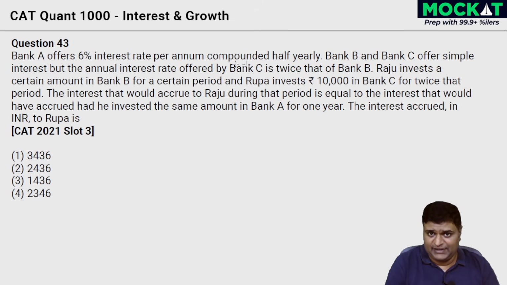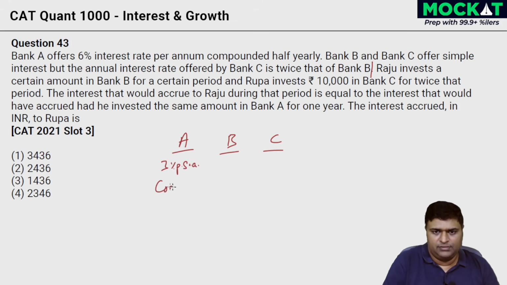Bank A offers 6% interest rate per annum, compounded half yearly. Bank B and Bank C offer simple interest, but the annual interest rate offered by Bank C is twice that of Bank B, right? Till this point, it's quite a bit. So the best way to go about it is to take some notes over here. A, B, and C, what do I have? 6% per annum, compounded half yearly, so immediately write this down as 3% per semi-annum, compounded half yearly.